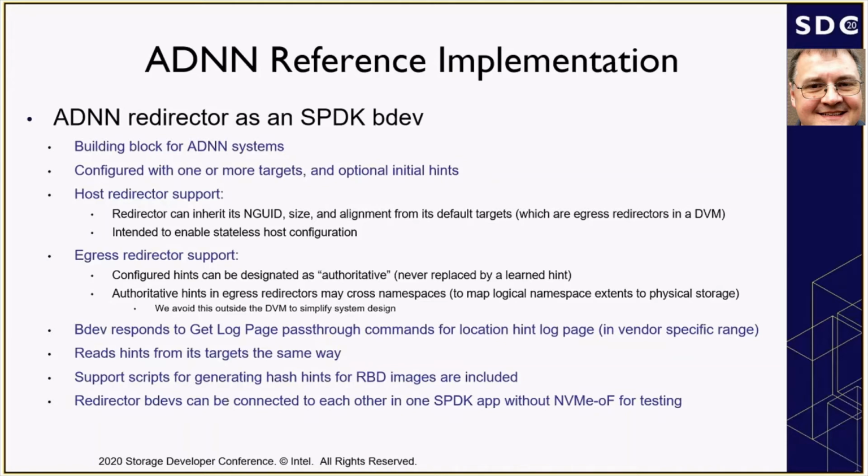So this SPDK BDEV responds to pass-through get log page commands in order to pass hints to the things connected to it. It's a little strange for a BDEV to do that, but it doesn't break anything. It's supported. You can handle pass-through commands. And of course, it uses the same mechanism to read hints from its targets. So redirector BDEVs can be connected in one SPDK process just using the BDEV interface. So you can construct toy networks this way without having to deal with all the fabric stuff. And in fact, all the system tests for the redirector do that and rely on that a lot.